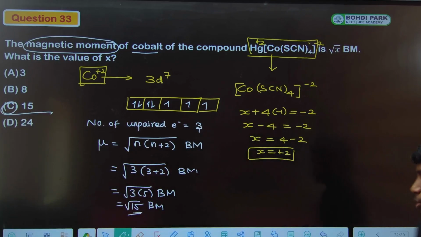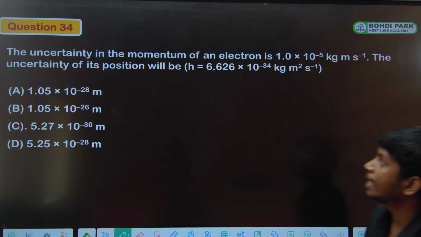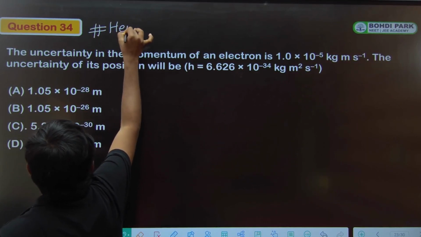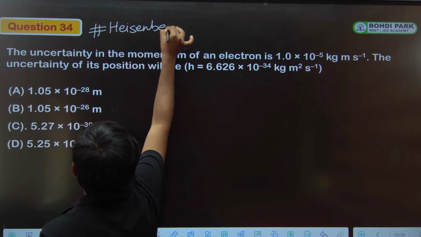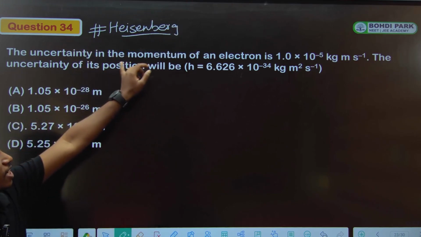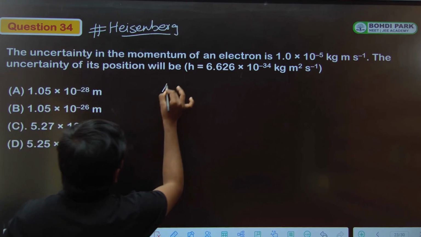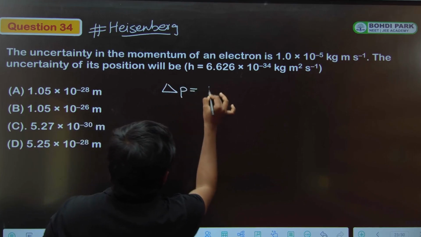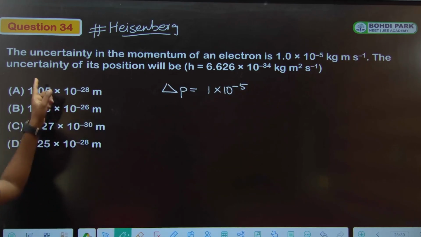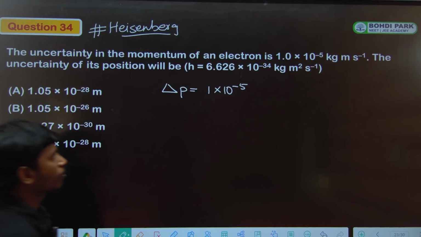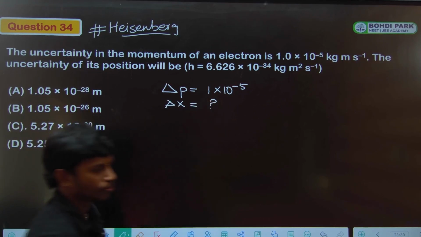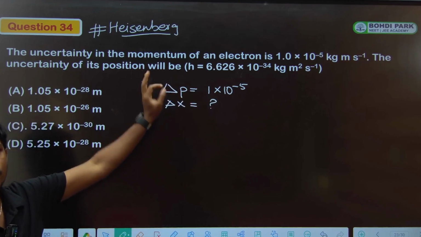Okay, the next question is the uncertainty principle. So it is coming from the Heisenberg concept. Heisenberg uncertainty principle. Okay, they have given the uncertainty in momentum, delta p. What value have they given? 1 into 10 to the power -5. They ask for the uncertainty in its position, the value of delta x. That is the question. What do you need to know? You need to know the formula of the uncertainty principle.